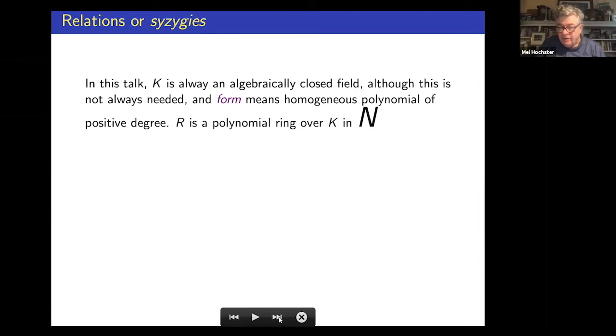And I'm going to call the number of variables capital N, and I used a very big letter because I want you to think about the case where the number of variables is very large and you can't control it. You have no idea how many variables you have.